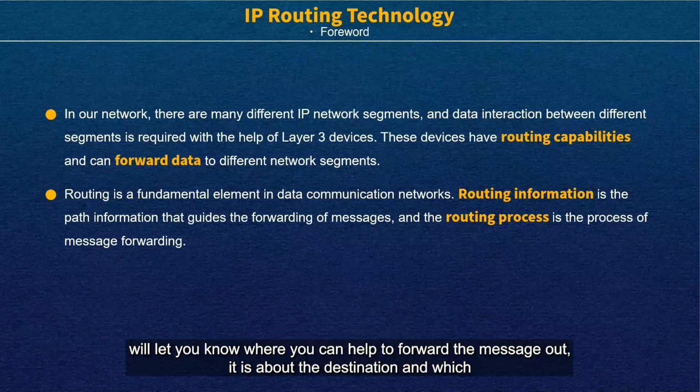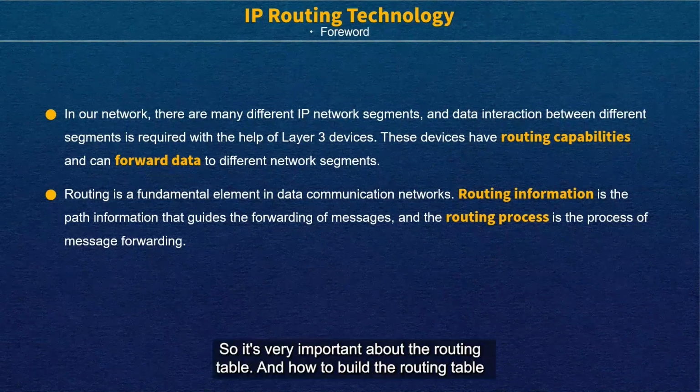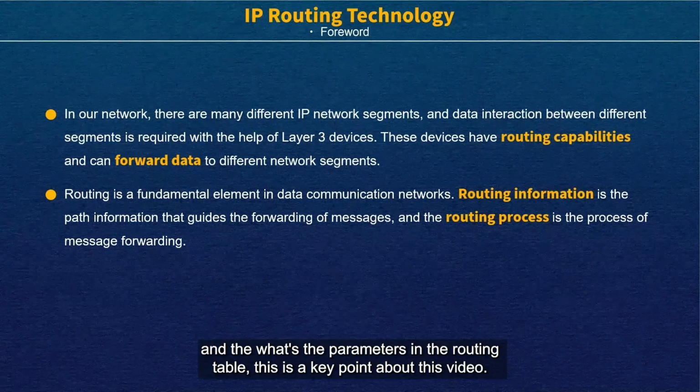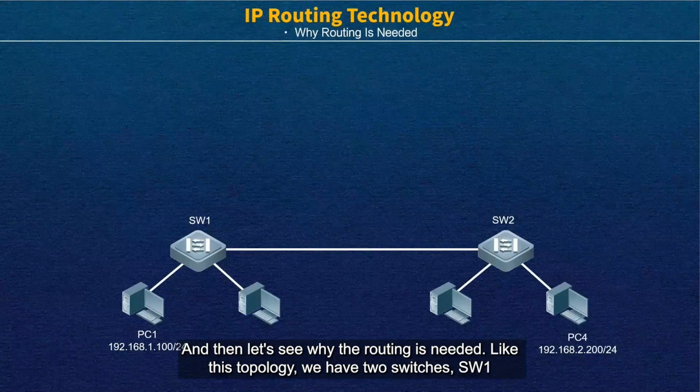This is the destination you can know, and which interface is the correct interface if you want to forward the message to this destination. So the routing table is very important, how to build the routing table, and how many parameters are in the routing table. This is a key point of this video. And then let's see why routing is needed.